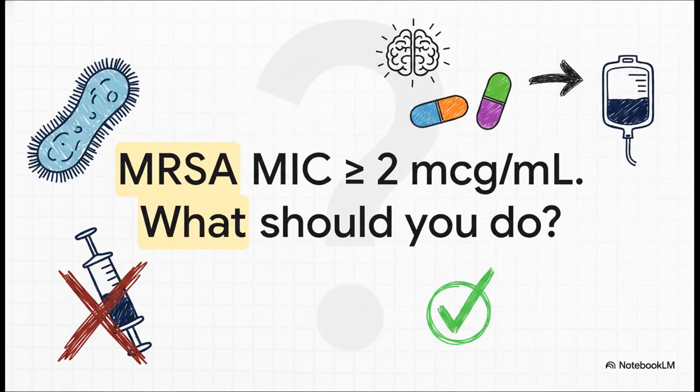Let's try a quick recall exercise to lock this in. A patient has a systemic MRSA infection, and their lab results show an MRSA MIC of 2 micrograms per milliliter or higher. What should you do? I'll give you a second to think about it. Well, if you said consider an alternative drug, you hit the nail on the head. When the MIC hits this threshold, clinical failure with vancomycin becomes a really significant risk, and we need to pivot to our other agents. Which leads us perfectly to our next section.